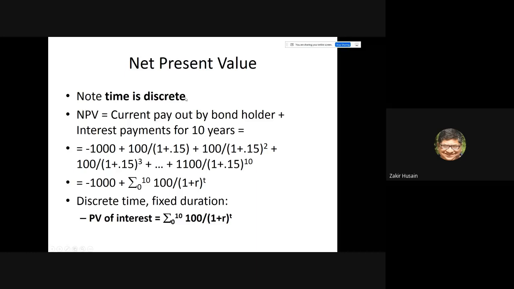So in this case, the time was discrete. That means you had one period like this. For 10 years, it was a concrete period like this, so you could use summation. And the present value is given by the summation from 0 to 10 of 100 divided by 1 plus R to the power T.